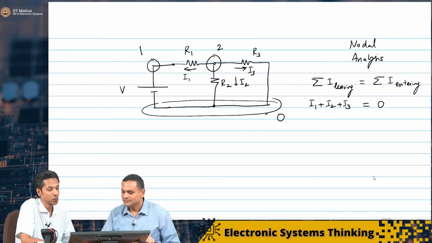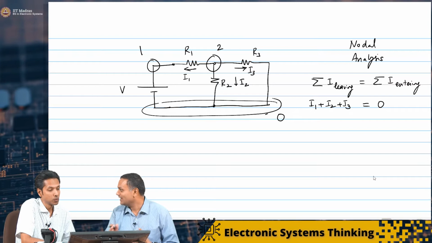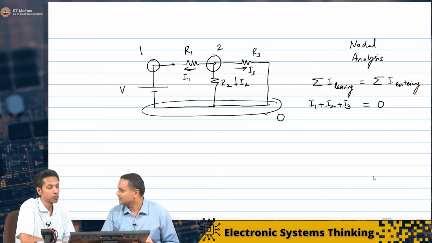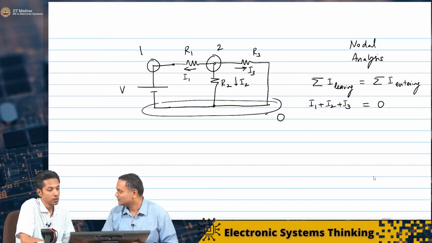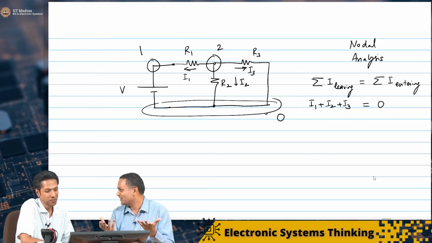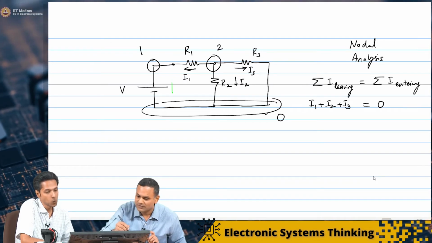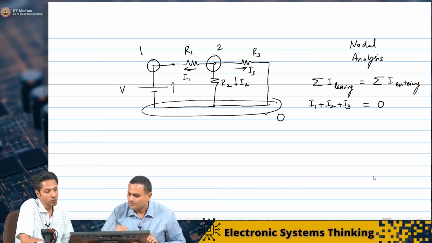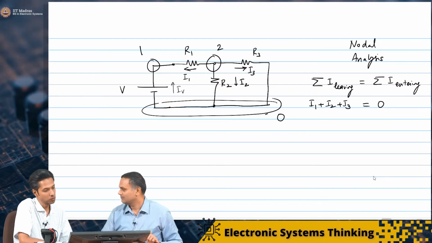Now what about the voltage source V? Because we said that this is also a node, we also have to choose a current direction for it. Which current direction would you like to choose for the voltage source? Normally, current comes out of the positive node. That is our normal convention, so we will choose that. I am going to call this current IV.